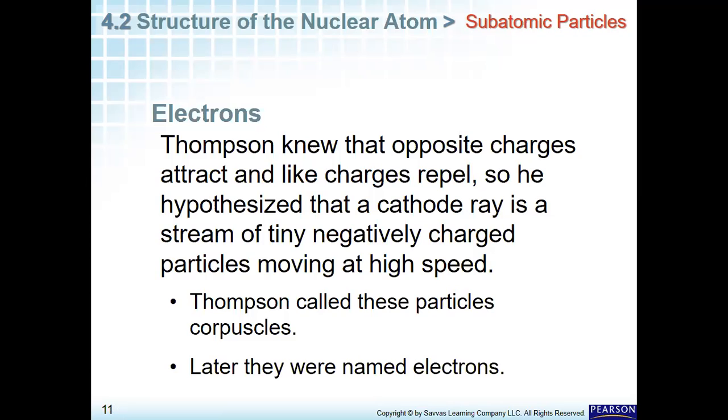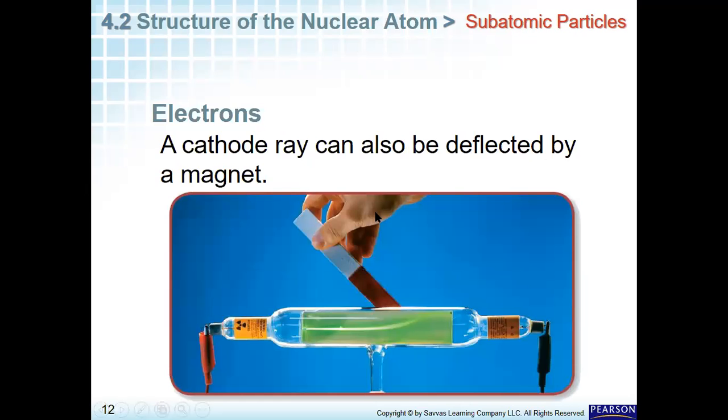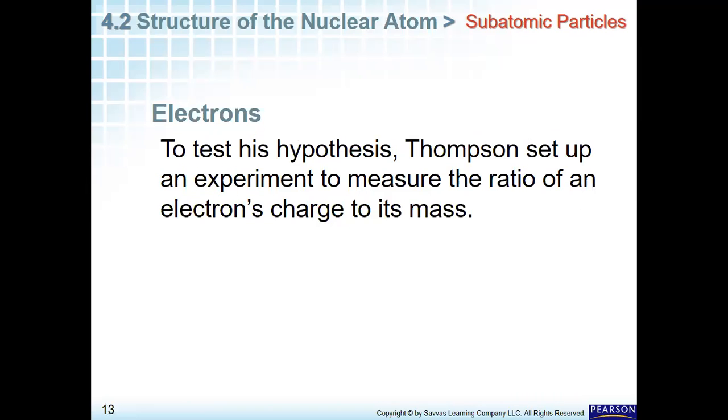Thomson called this particle a corpuscle, but by the end, he named it the electron for an easier definition. The cathode ray is also deflected by a magnet. So it can be affected by the magnet and by the negative and positive charge, by attraction to the positive or repulsion from the negative one.